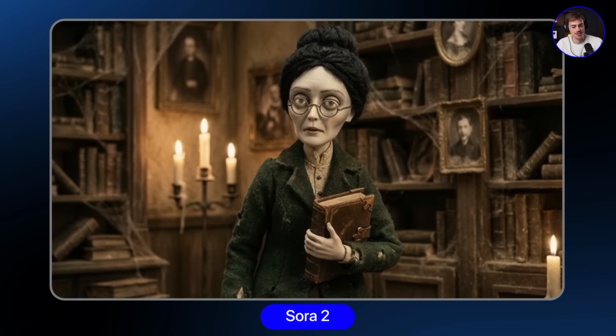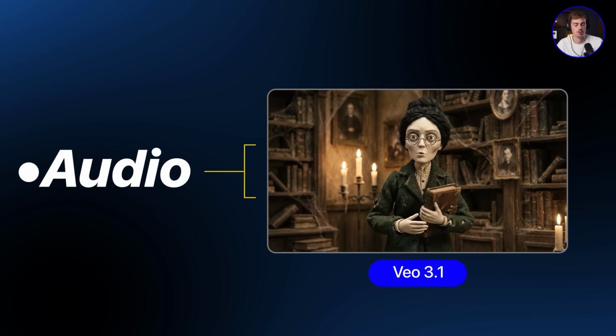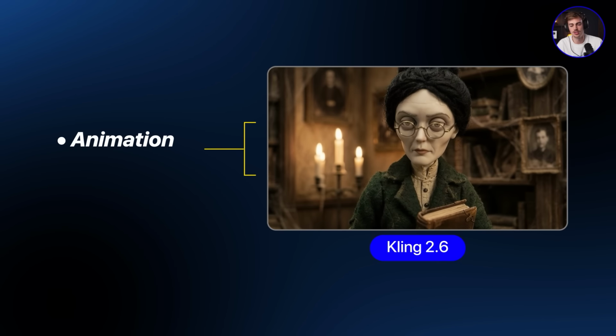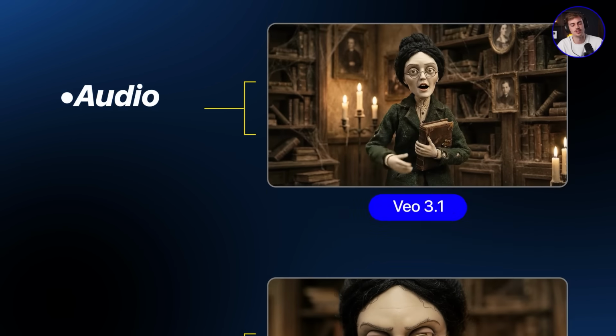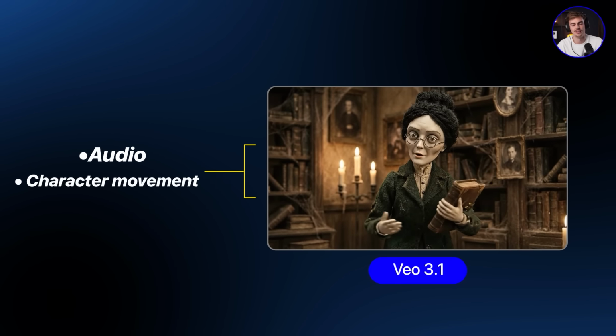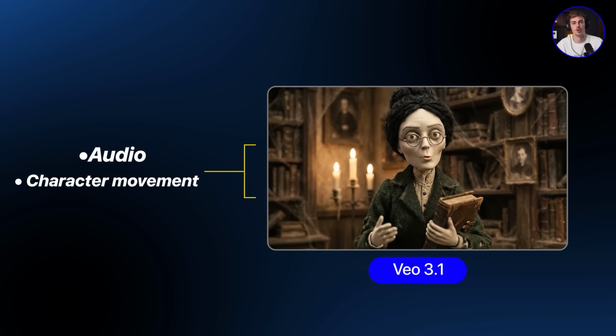Yeah, that was not good at all. If I were to rate this, I would say I like the voice of Veo 3.1 the most. I like the animation of Kling 2.6 and the prompt adherence there the most. But in terms of the character movement, I did like the hand gestures that Google Veo 3.1 was throwing up.